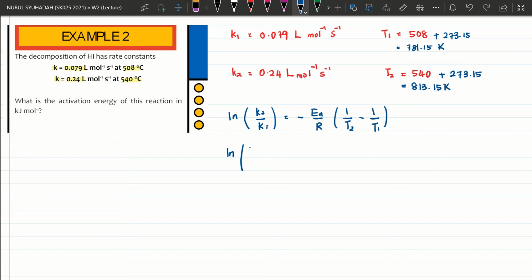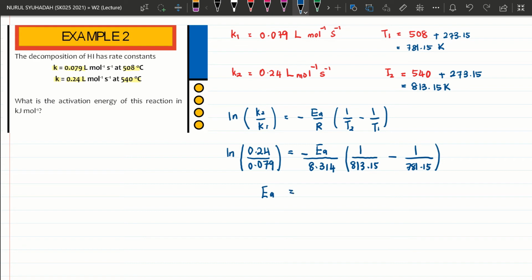So our value of K2, 0.24 over 0.079 for our K1 equals minus, so don't forget the minus sign, EA, the one that we want to find, and then R, we are still using the same R, which is 8.314, and then 1 over our temperature that we already changed into Kelvin, 813.15 minus 1 over 781.15 Kelvin. Okay, so make sure you rearrange the equation and then find what is the value of EA.